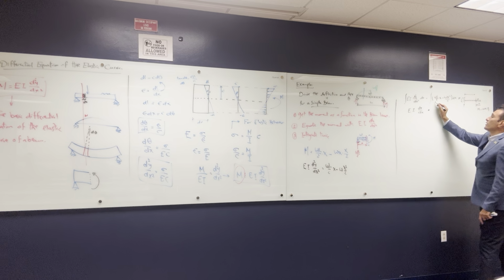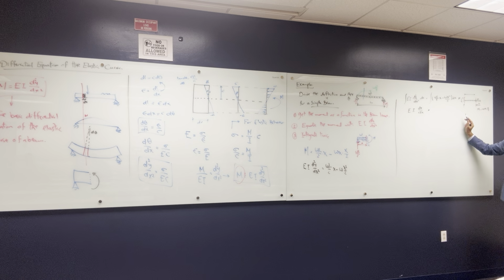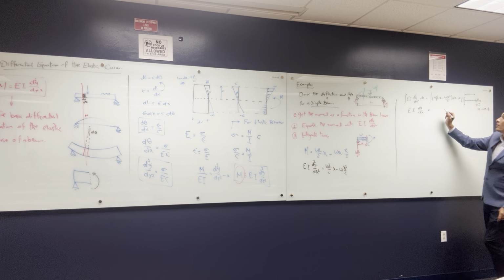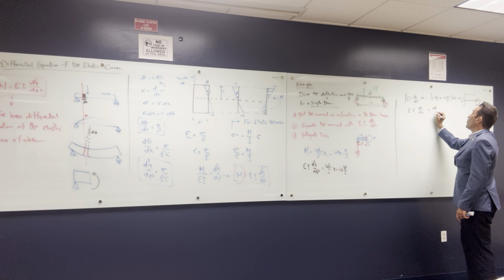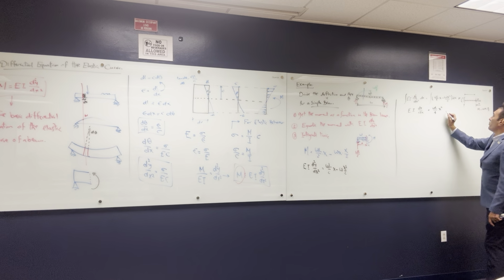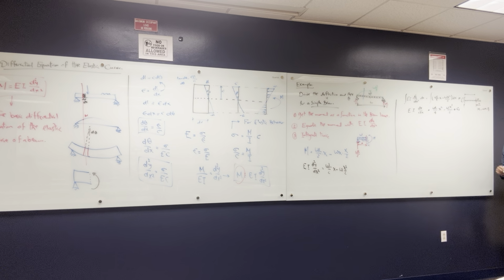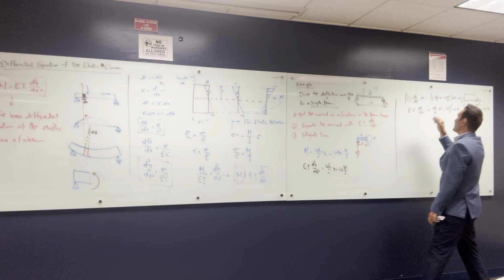Okay, let's integrate this. Let's find out how you remember the integration. WL over 2x integrated with respect to x is going to be WL over 4 multiplied by x squared, minus Wx cubed over 6, plus C1, the constant of integration, right?